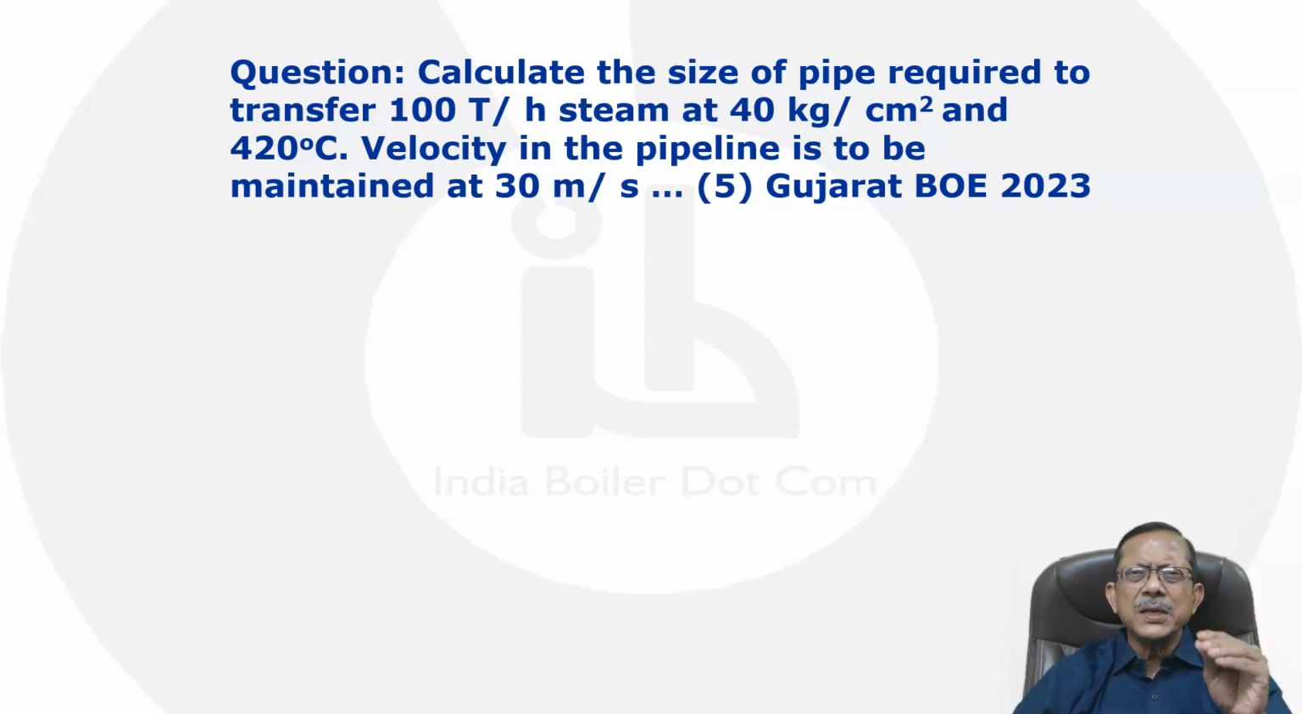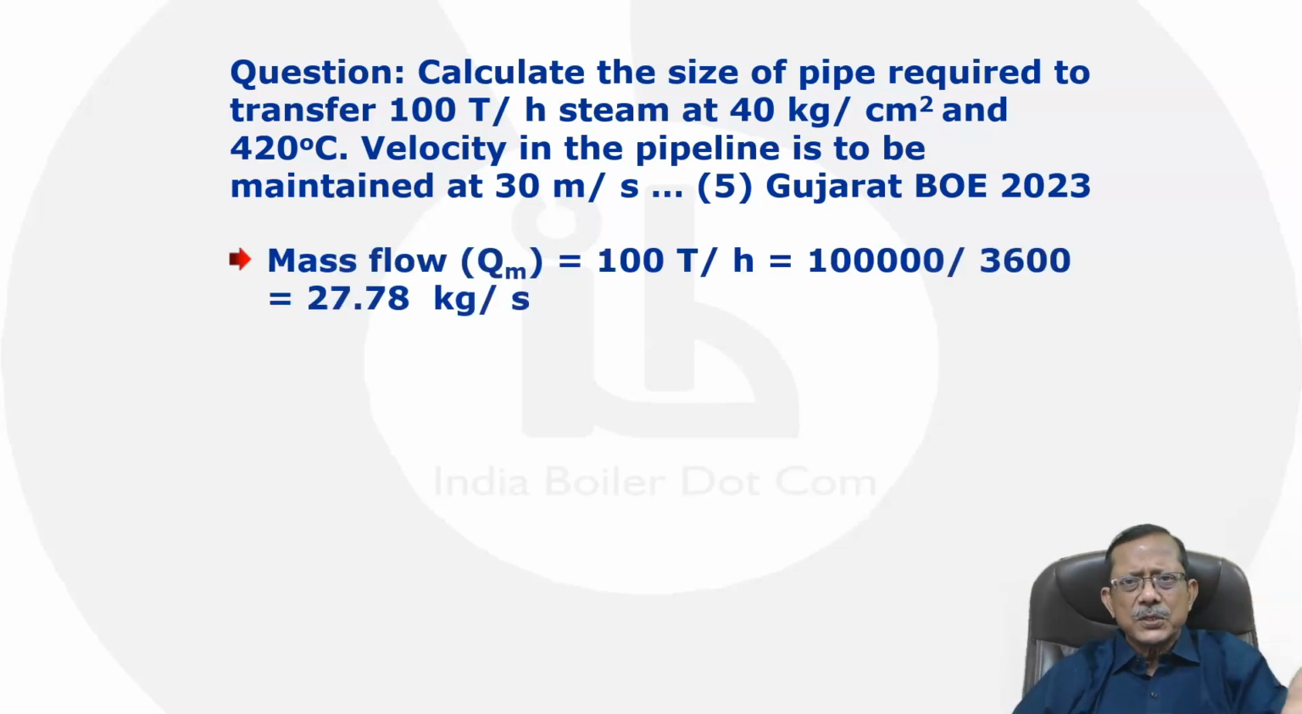The moment you see they are asking for diameter, what should you look for in the question? You should look for whether they have given you the volumetric flow and whether they have given you the velocity. Yes, they have given you the velocity 30 meter per second, but they have not given you the volumetric flow, right? They have given you 100 tons per hour, that is mass flow.